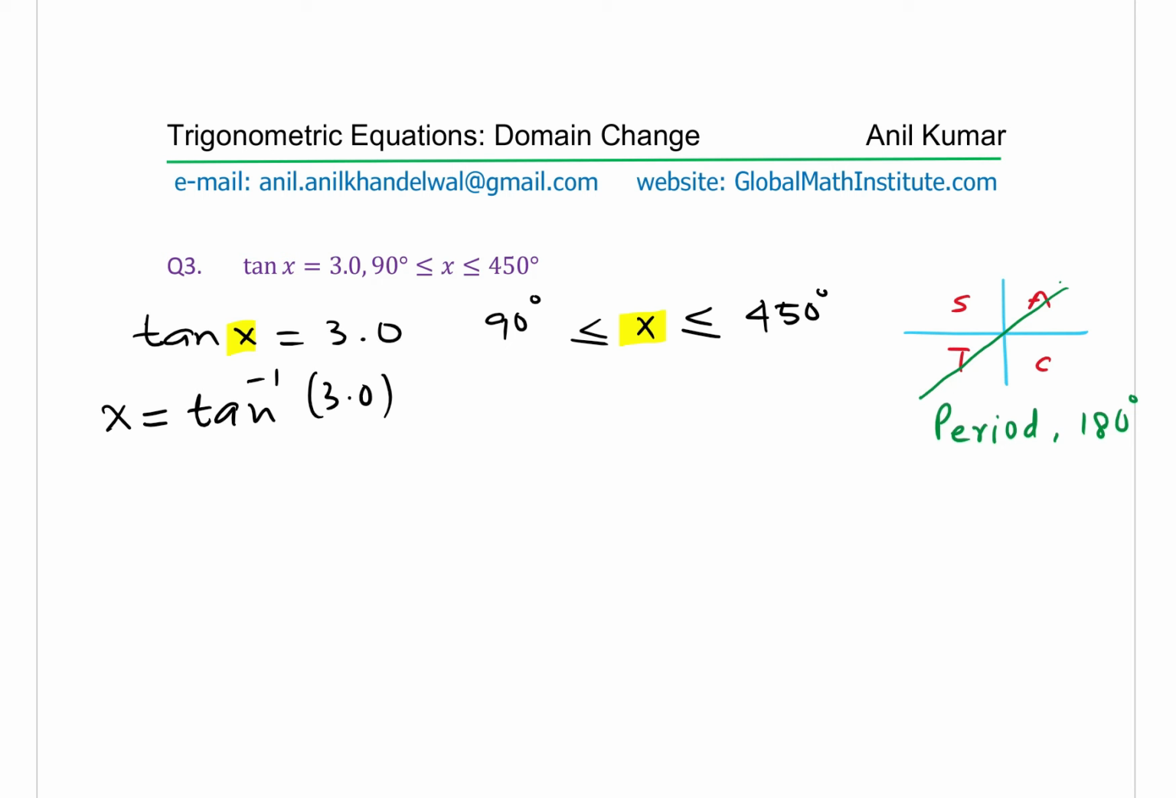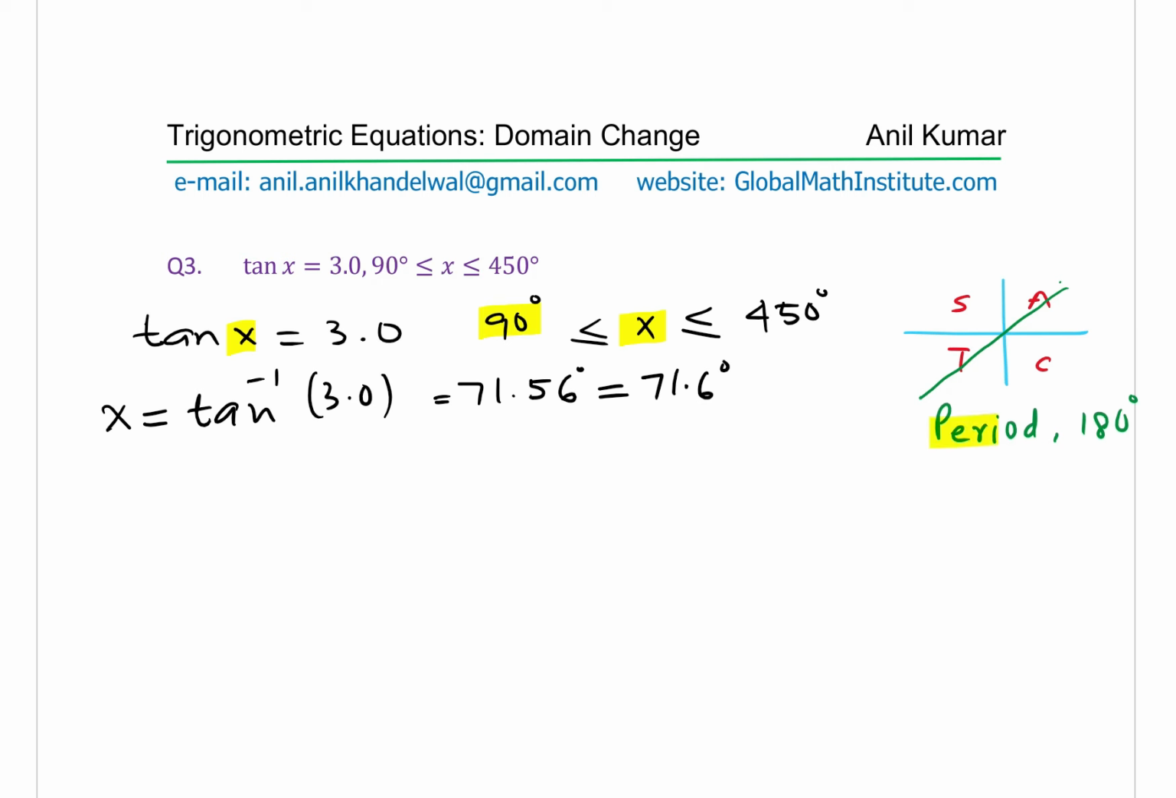Let's use the calculator to find the answer. So we have shift tan inverse of 3. That gives us 71.56. Let's round it to three significant figures, 71.6 degrees. So that becomes our solution. But that is not in the given domain. The domain's lowest value is 90, not 71.6.